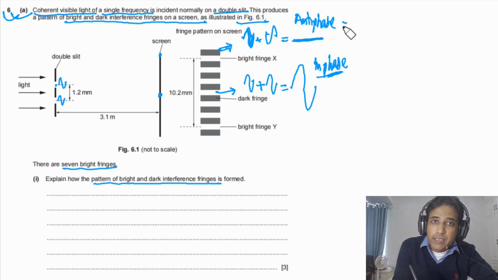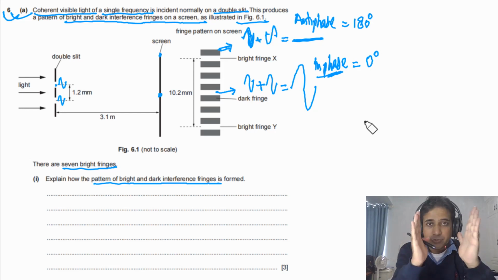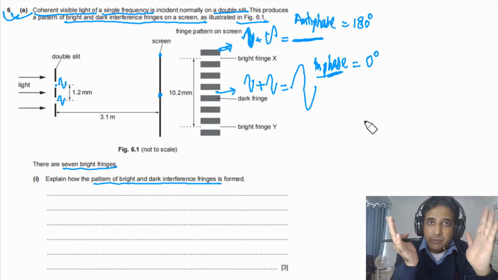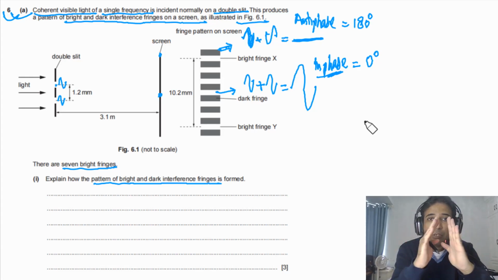Anti-phase also means that the phase difference between them is 180 degrees, and in phase means that the phase difference between the waves when they meet on the screen is 0 degrees. If the phase difference is 0 degrees, it means constructive interference, and we will see a bright fringe. And if the phase difference is 180 degrees, it means destructive interference, and on the screen we will see a dark fringe, meaning no light.